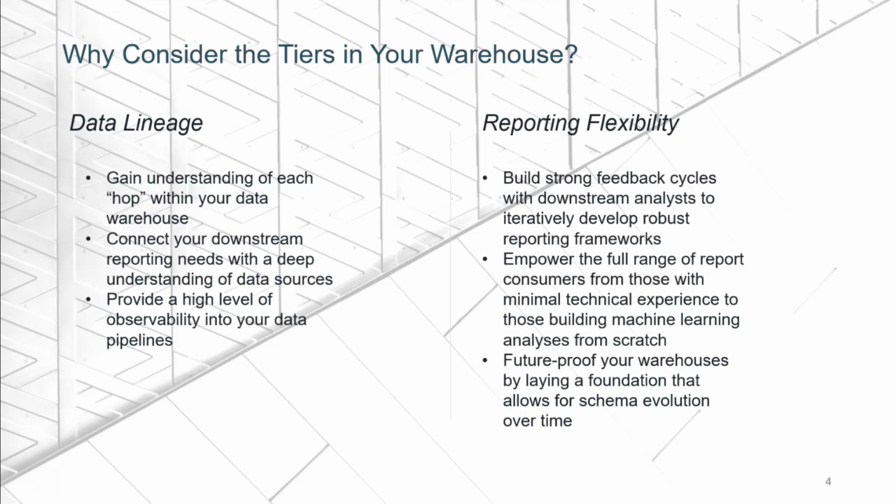So as far as data lineage goes, connecting your downstream reporting needs with your data sources and having that high level of observability is very important for the analysis step, because when we're doing analysis of our data, having the confidence that the data means what you think it means is crucial, because that data is being used to make business decisions.